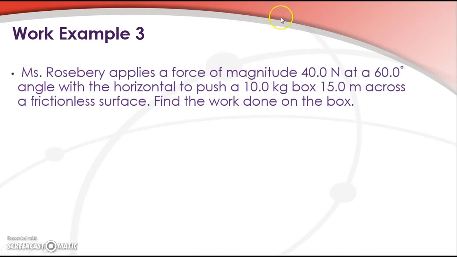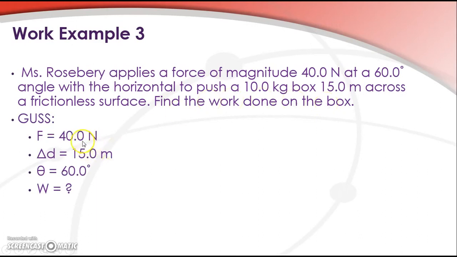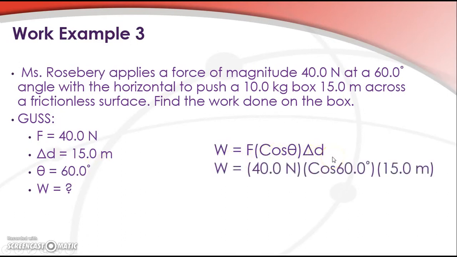So, our next example. We apply a force of magnitude 40 newtons at a 60-degree angle with horizontal to push the 10 kilogram box 15 meters across the frictionless surface. So it's the exact same magnitude of all the values, except it's at a 60-degree angle. So we have one more term now. Our force is 40 newtons, our distance traveled is 15 meters, our angle is 60 degrees. Work equals F times cos theta times the distance, equals 300 joules.